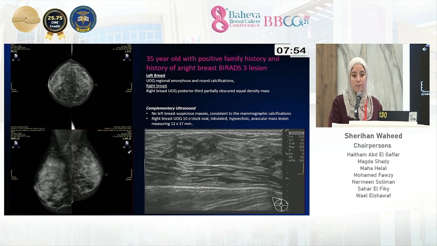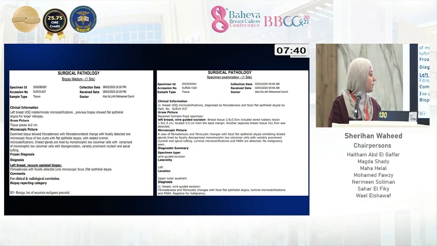Ultrasound revealed no suspicious masses that correspond to the area of calcifications, and the right breast lesion was considered a benign-looking lesion. Biopsy was done, and it came back with only one focus of flat epithelial atypia. Wire localization was then recommended, and this showed a whole area of flat epithelial atypia and PASH, and this was negative for malignancy.